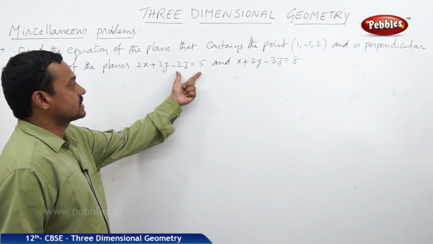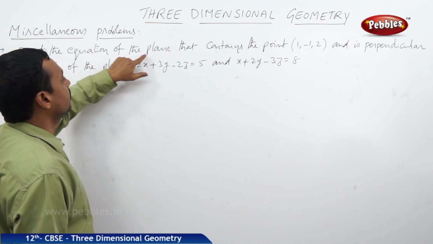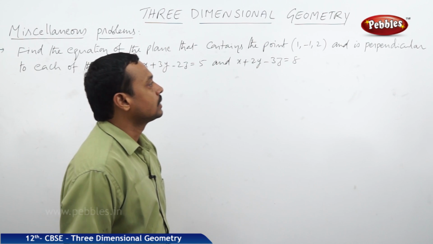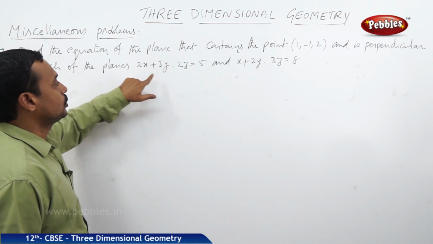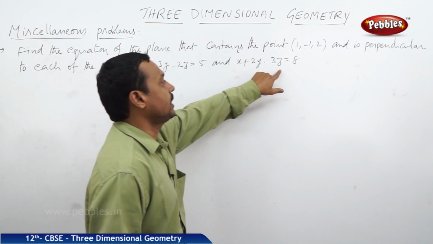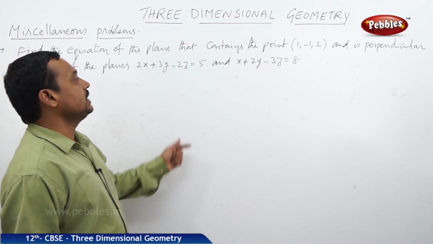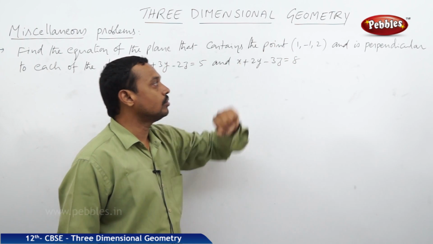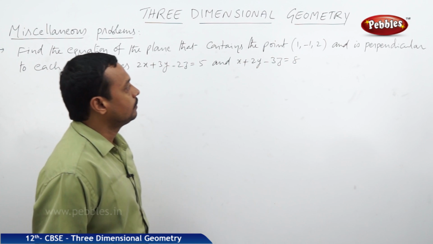Now, let us consider one more problem. Find the equation of the plane that contains the point (1, -1, 2) and is perpendicular to each of the planes 2x + 3y - 2z = 5 and x + 2y - 3z = 8. So, the required plane is perpendicular to these two planes as well as passing through (1, -1, 2). What is that equation of the plane?